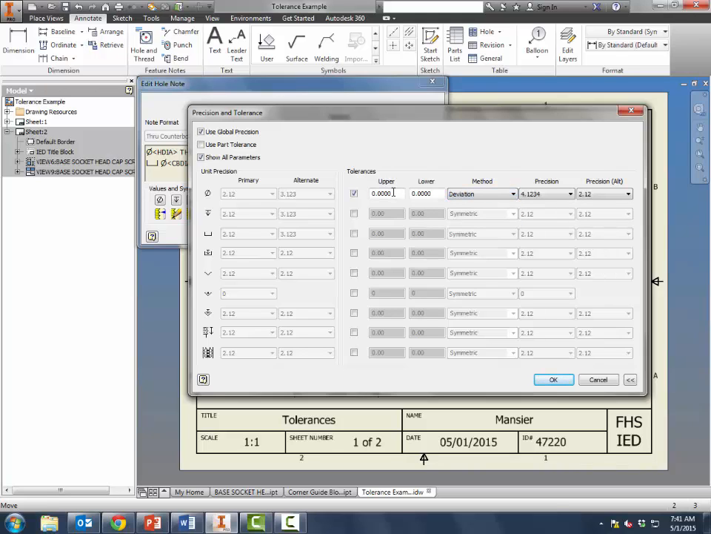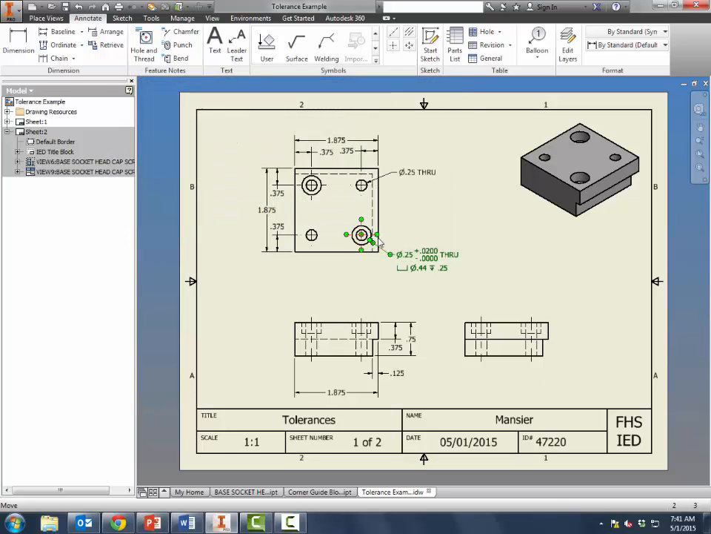We want a deviation where the lower limit stays 0 and the upper limit, and this number is going to be a complete guess on my part. I don't know what the actual tolerance is in that part, right? But I'm just going to guess that it's that. And then I'll hit OK and OK here. So notice now I have my target number, 0.25. Can't be any smaller than 0.25, but it can be larger by 0.02.